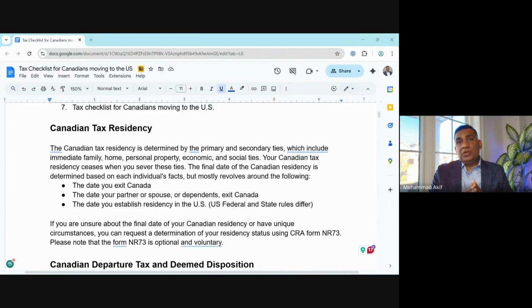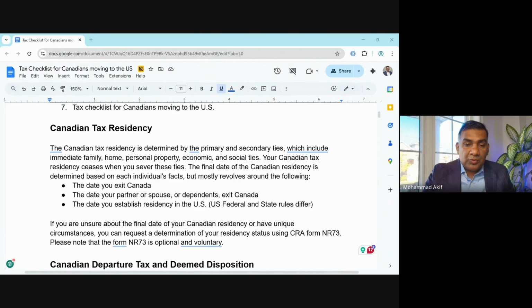Remember, the test is very clear. And if there is an issue where you don't understand whether you are tied or not, there's a form called the NR73 form that you can fill out and send to the CRA, and then let the CRA make the determination on your residency. So that form is available. That is the second option. We don't take that as a primary option. We'll take it as a secondary option. The first option is to go through your primary ties and secondary ties, see if you're still tied, right?